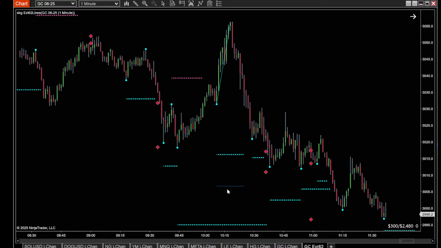But second, you need an entry point. Now, we all know that swing points are good support and resistance levels. Here is extension 62 on this gold chart. You'll see that we've identified blue dots on the relevant swing points. The indicator does that for us automatically. So that's our entry point, and that's our stop loss.